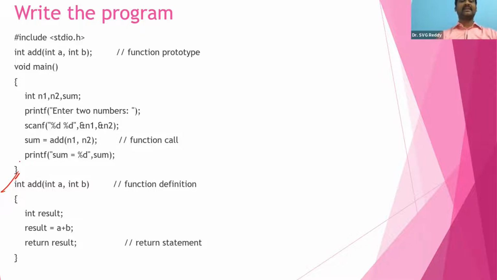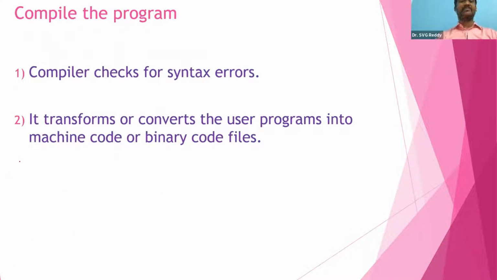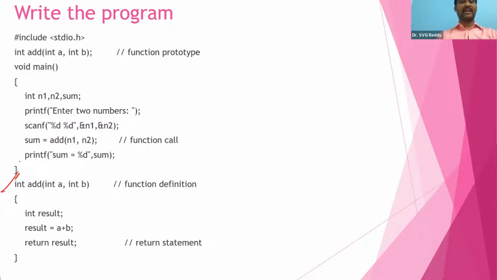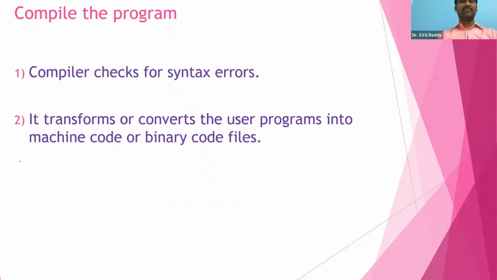Then the next phase is compiling the program. Very important phase. Why do we compile the program actually? We need to compile the program for 2 very important reasons: to check for syntax errors and to convert the user program into machine code or binary code. Very important 2 phases. What are syntax errors? How does the compiler check for syntax errors?